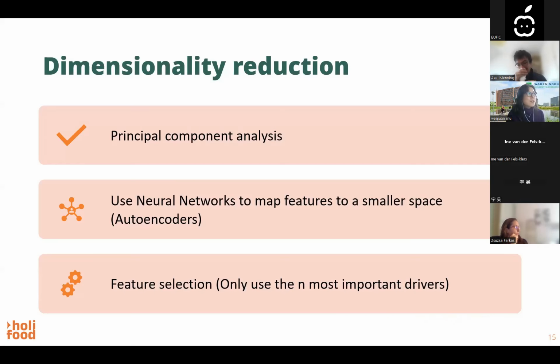And of course, we have these 300 features, which means that we have a lot of features for the model to make decisions on. To be able to make more effective decisions, we of course have to do dimensionality reduction. We started with principal component analysis, and we also tried using autoencoders to map the features into a smaller decision space. But eventually those were not effective in our specific case. So we ended up using feature selection, which means that we use the most important 61 drivers for the model inputs.